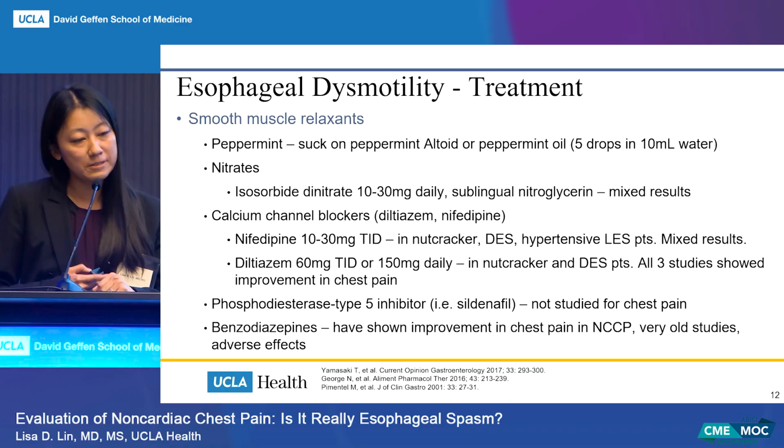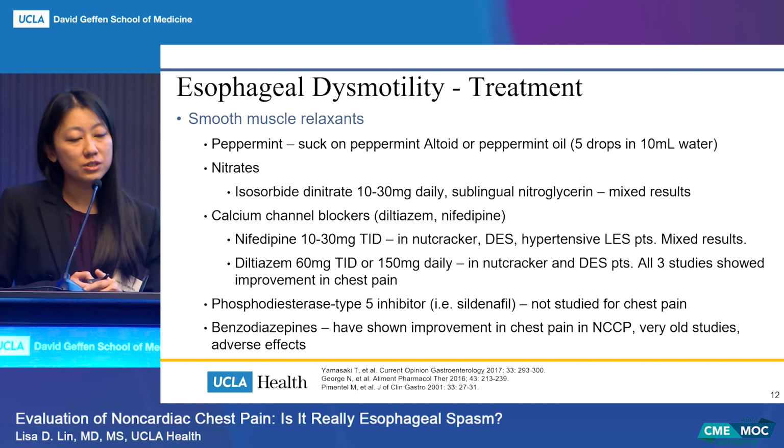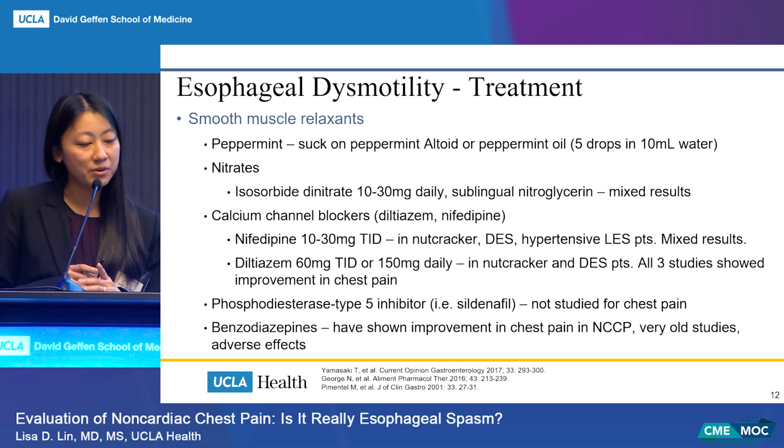So if you did find an esophageal dysmotility that you think is causing the chest pain, generally the treatment that's available to you is smooth muscle relaxants. Generally for all of these things, the studies are very small. We're talking about like 5 to 20 patients, okay? So these are not large randomized control studies. But peppermint is something that you can use.